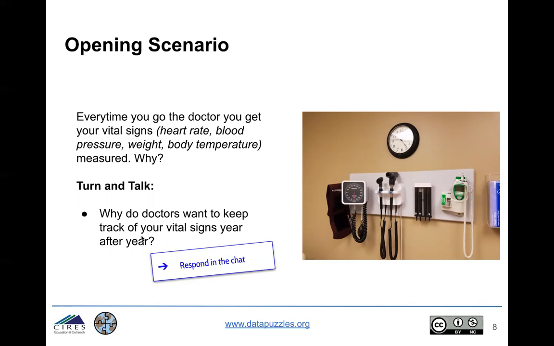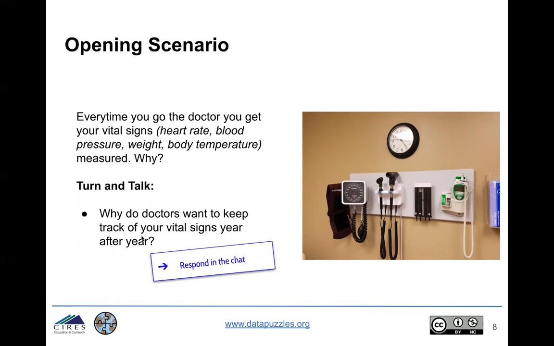Awesome. So looking for changes, keeping track of things year after year. Something abnormal, right? If they're keeping track of these, they have a baseline of what your heart rate has been for years and years. If that changes, maybe that's a red flag. These are great comments and answers that we're seeing in the chat.